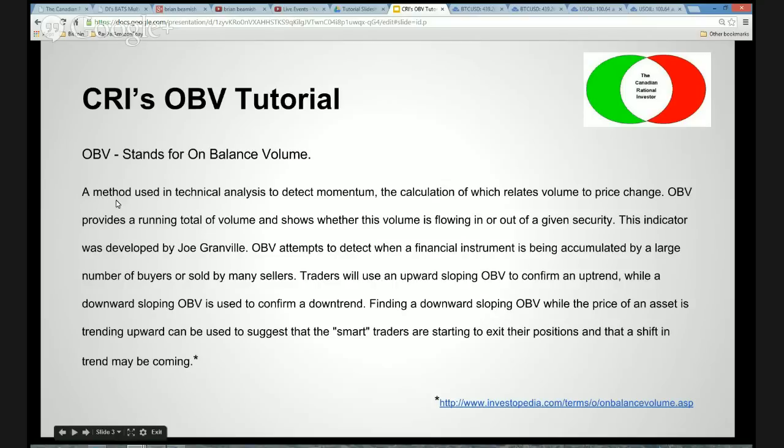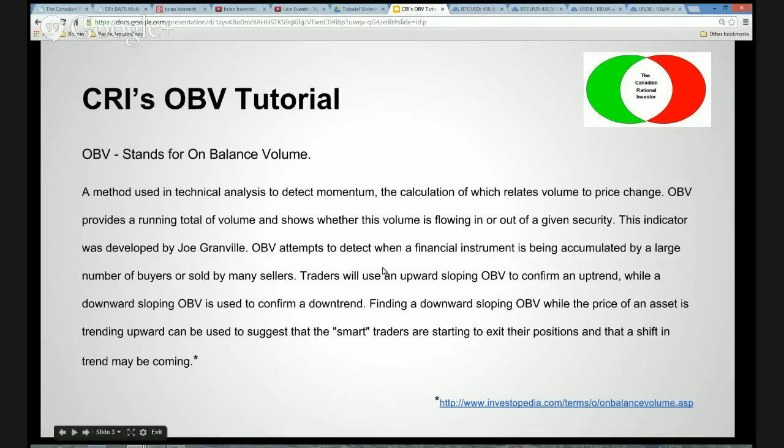Specific definition: it's a method used in technical analysis to detect momentum, the calculation of which relates volume to price change. OBV provides a running total of volume and shows whether the volume is flowing in or out of a given security. This indicator was developed by Joe Granville.